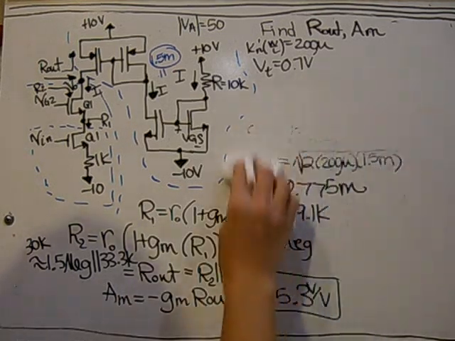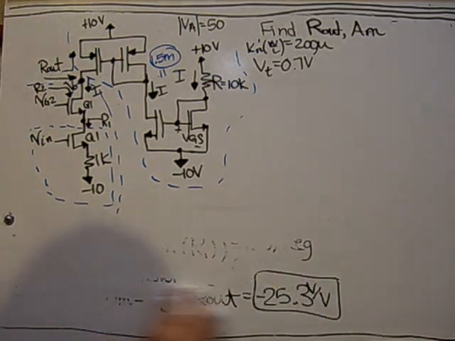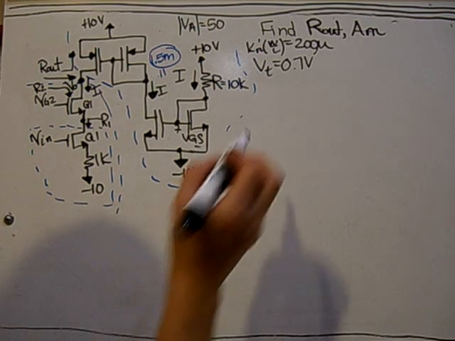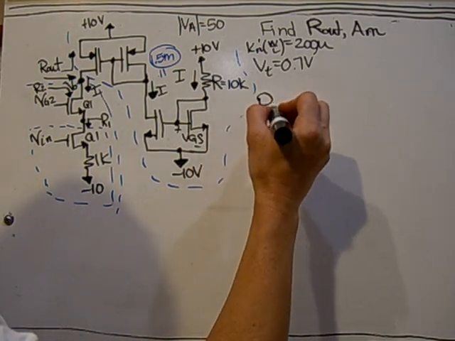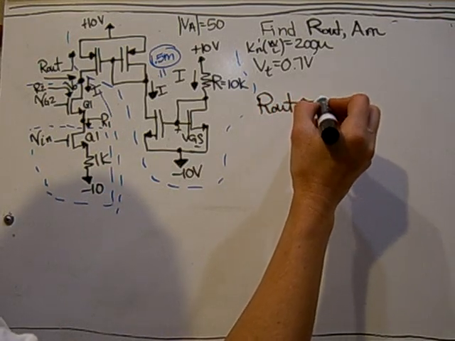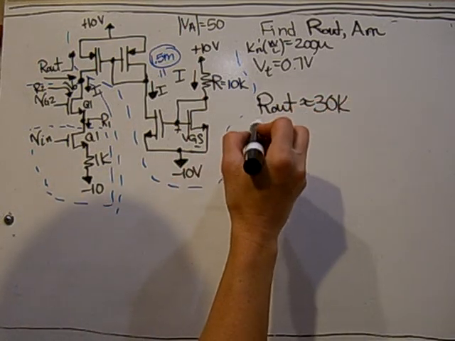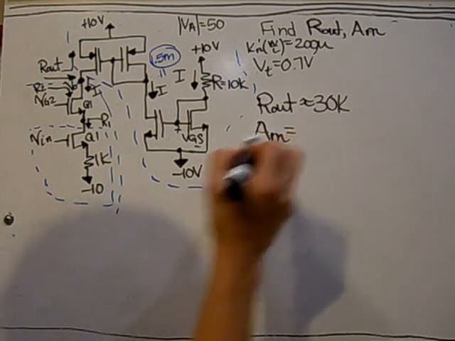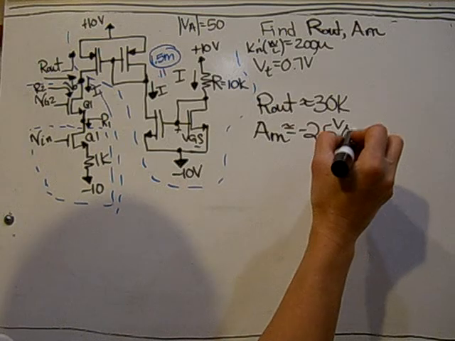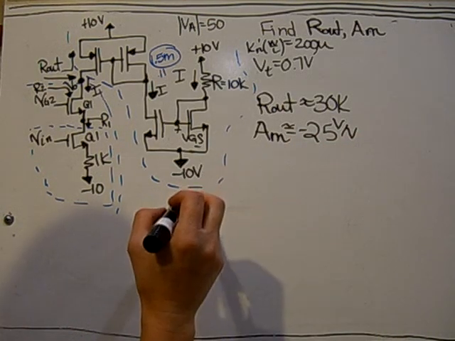So summarizing these values, R out is approximately 30K. The midband gain AM was approximately minus 25 volts per volt. And those were the two values that we were looking for.